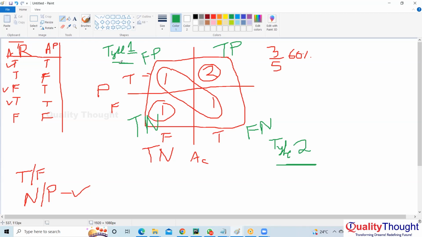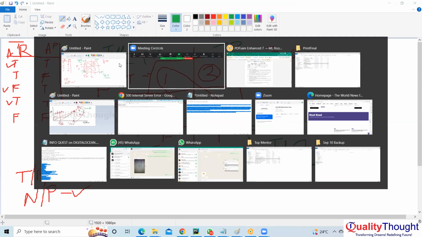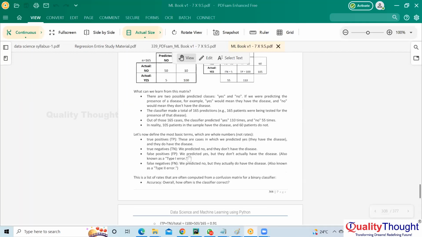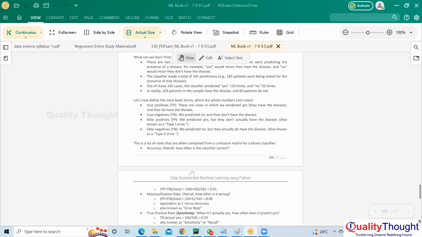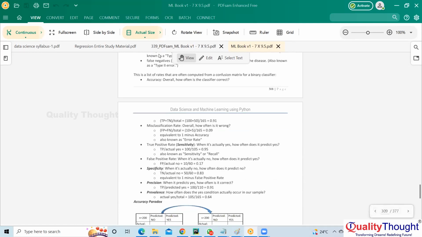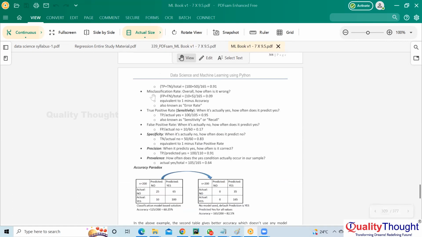Now, based on this we have many formulas. I just showed you accuracy. Accuracy is TP plus TN divided by TP plus TN plus FN plus FP, right? And we have a whole list of formulas here. Accuracy we told you: TP plus TN by total. Next, misclassification rate.